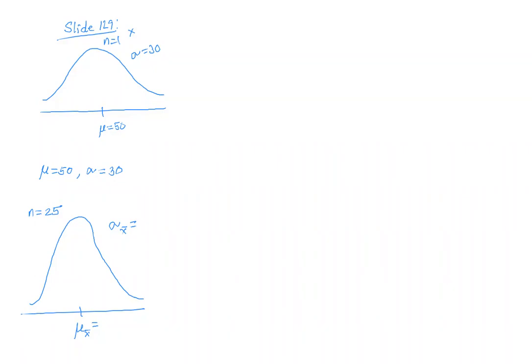Anyone? Is it 25? 25 is the sample size, not the average. What is mu sub x bar? That means the mean of the sampling distribution. Mu sub x bar is the mean of the sampling distribution. What is it? Isn't it 50? Yes, it is 50, but why?